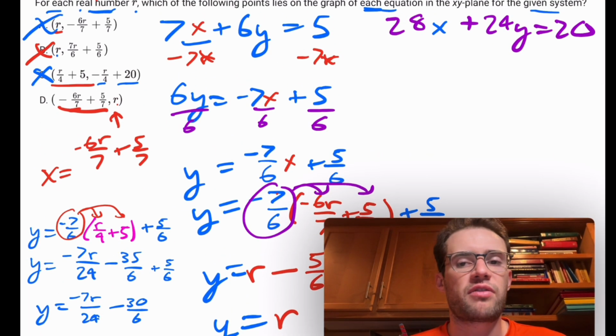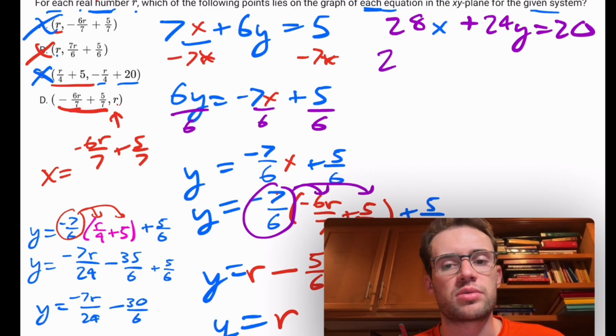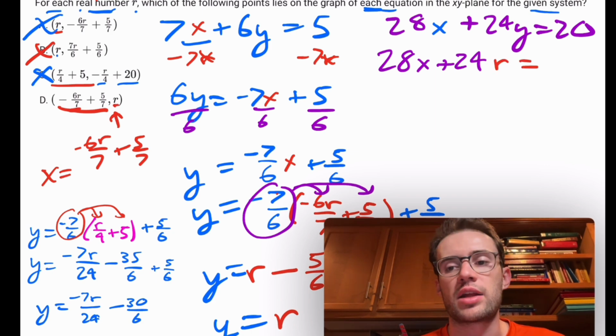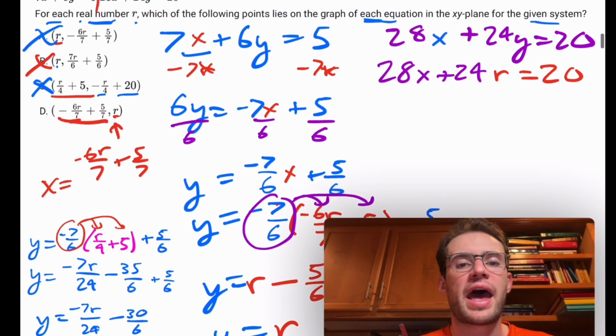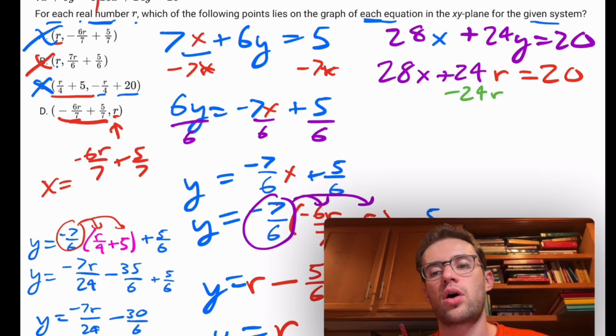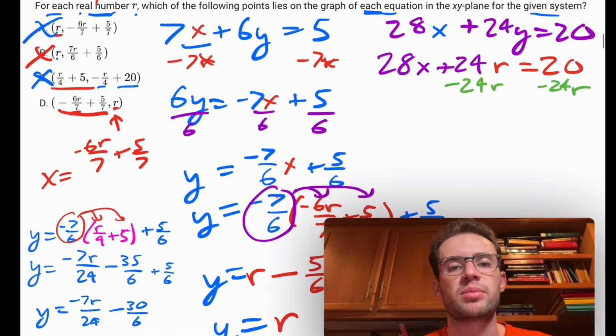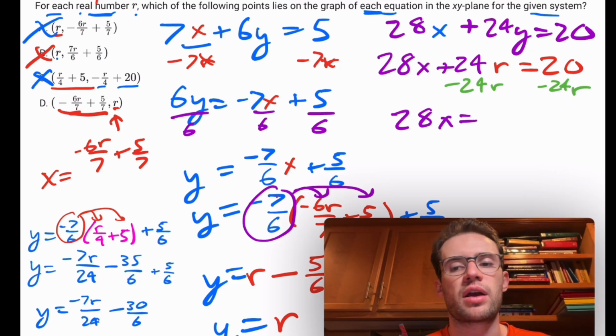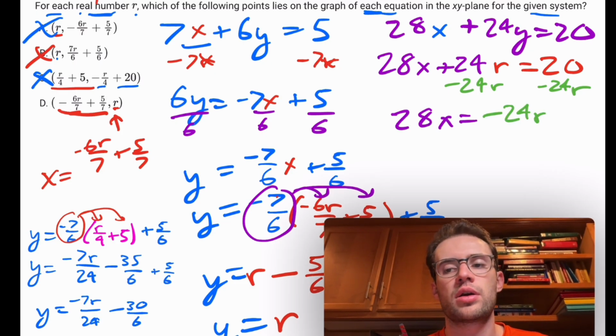But, just to verify it further, we could plug it in here. So we get 28 times x plus 24. In this case, I'll just plug in the y value, which was r, and that should be equal to 20. So now I want to solve for x. So I'm going to get the x terms alone by subtracting 24r from both sides. That leaves me with 28x is equal to, over here we have negative 24r plus 20.